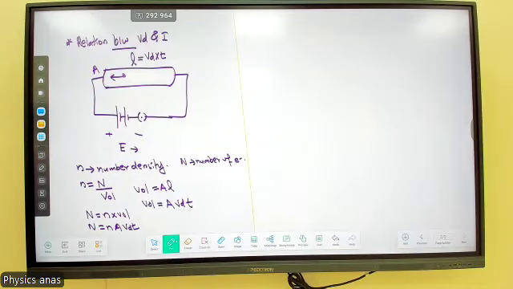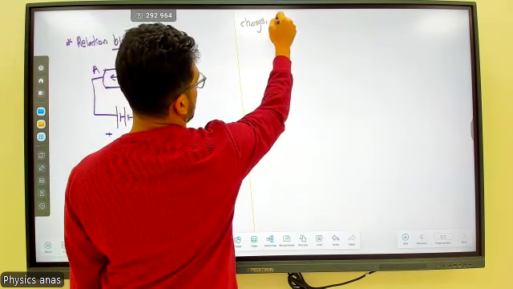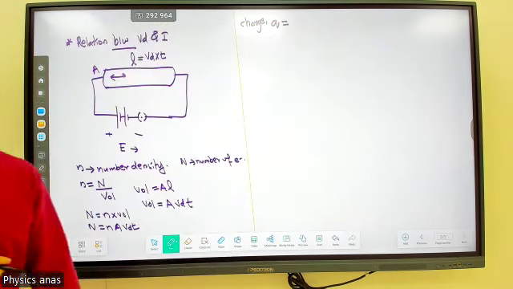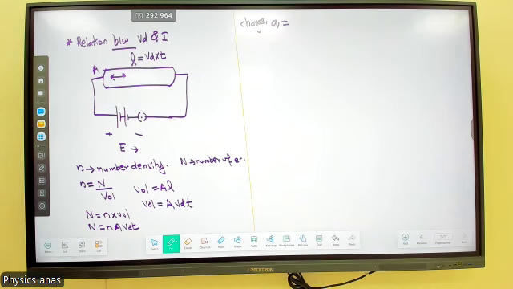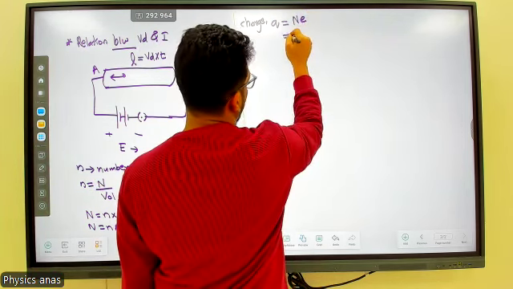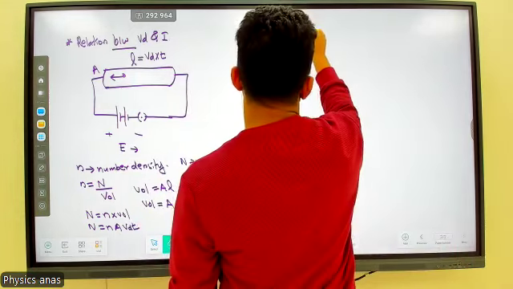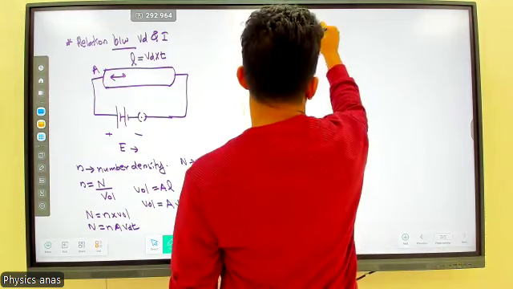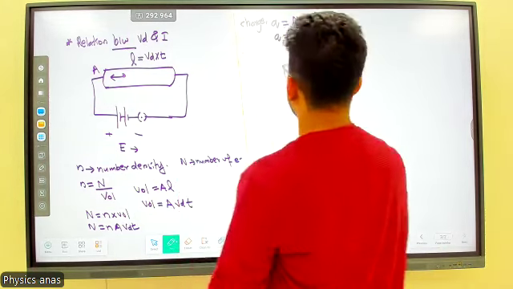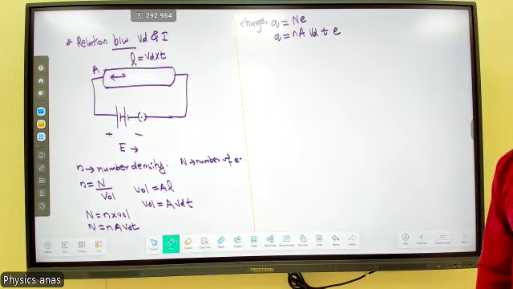If you have the number of electrons, what is the charge? Q is equal to N e, the number of electrons into e. What is N? N is small n into A into VD into T. So Q is equal to n A VD T e. That's Q, the charge.